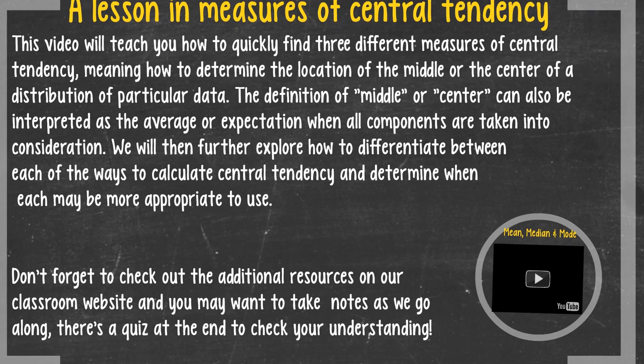This particular lesson in measures of central tendency will teach you how to quickly find three different measures of central tendency. All three, whether it's mean, median, or mode, have the same benefit in helping you determine what the middle or center of particular data is. And then we're going to explore further how to differentiate between each of the ways to calculate central tendency and when it might be appropriate to use one over the other, but that's going to come in the supplemental resources you'll find at the end of this video. Don't forget to check those out. You're going to want them before you take your quiz at the end of this lesson.